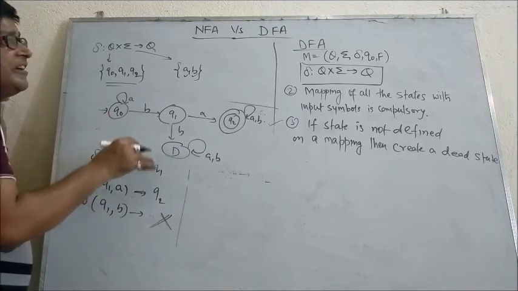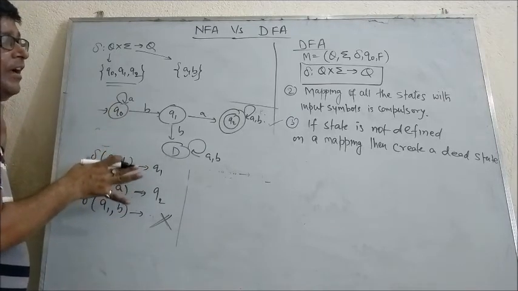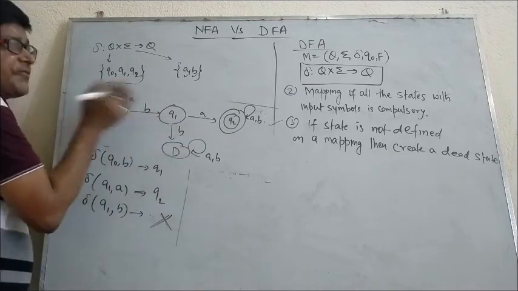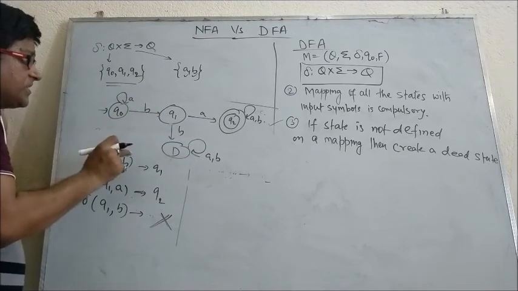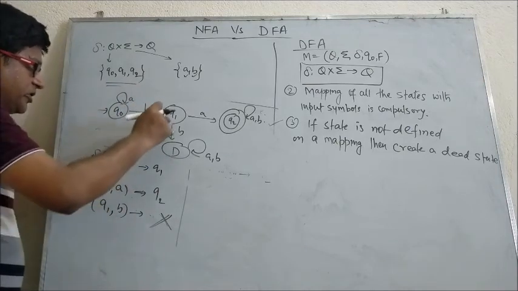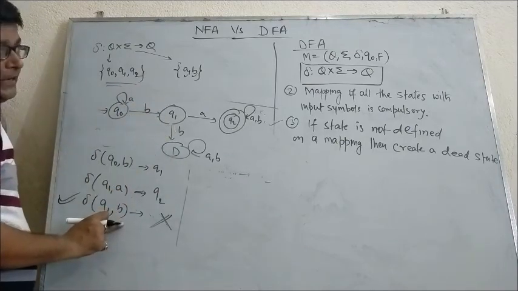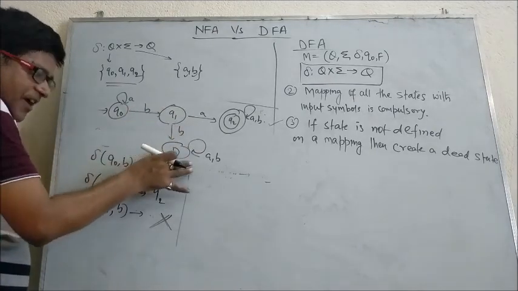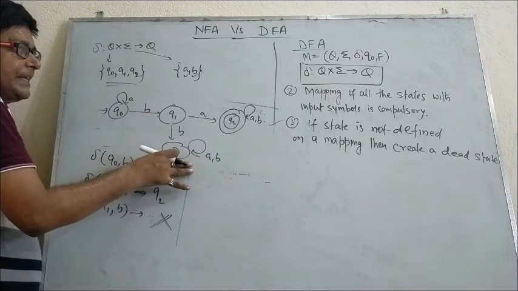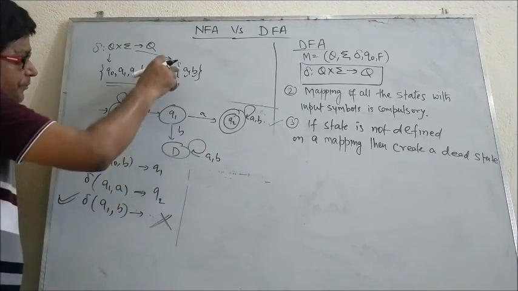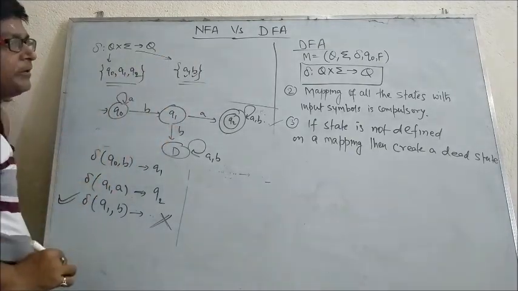So this is the final example of a DFA. Now it is a complete DFA. Earlier it was not a DFA because on Q1, B was not defined, right? So for defining B on Q1, I have taken a new state, that is the dead state, and on the dead state also I have to put all the input symbols.